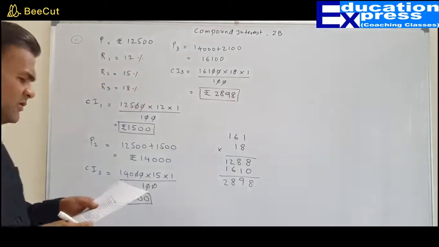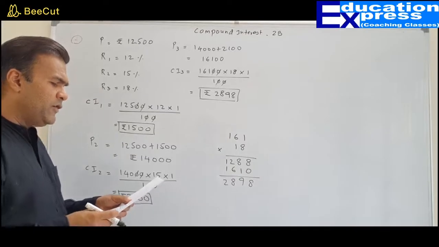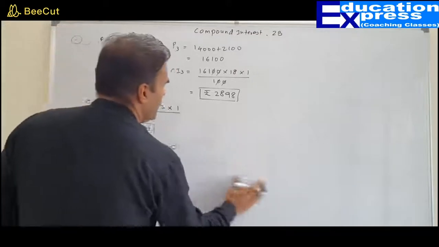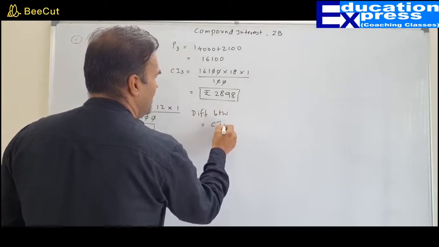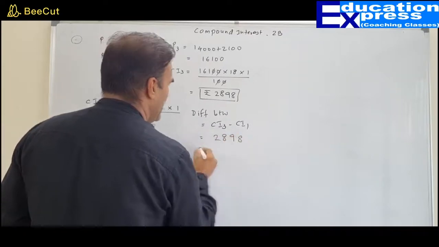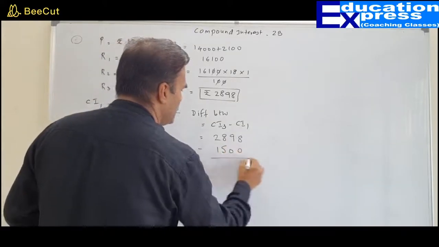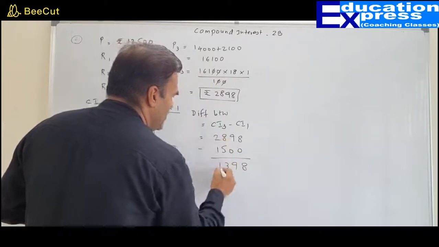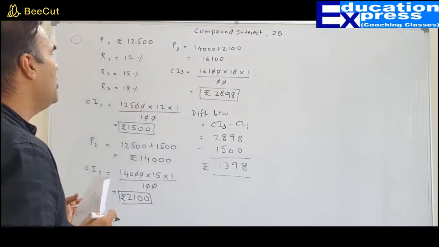What is the question asked? The question asked is to find out the difference between the compound interest for the first year and the compound interest for the third year. So the difference between CI3 and CI1 would be 2,898 minus, what is the interest over here? 1,500. So can anyone tell me how much will be the answer? Yes, your answer would be rupees 1,398. Absolutely right.